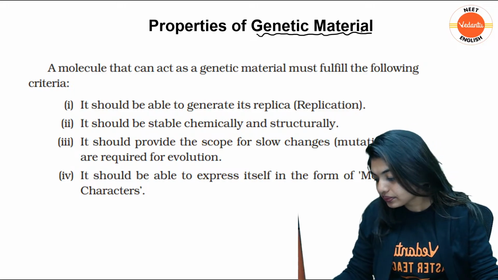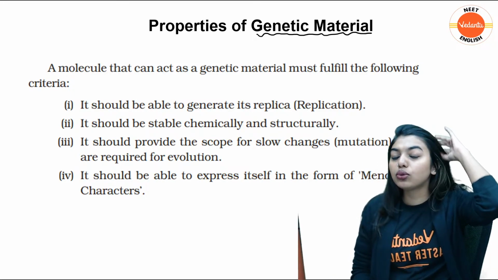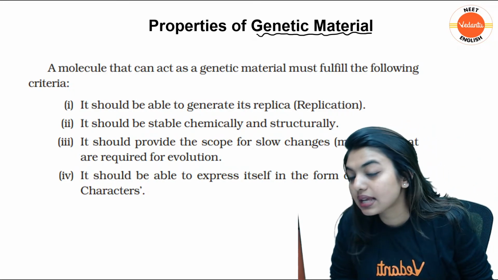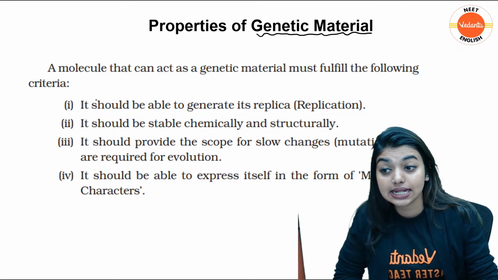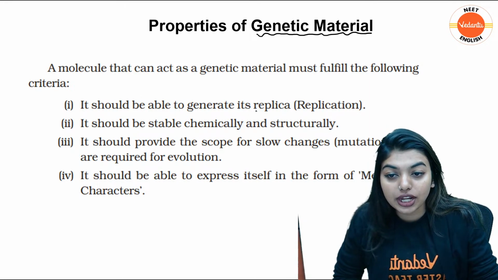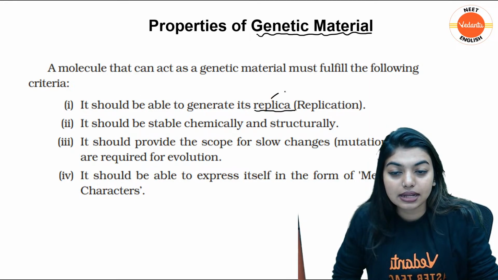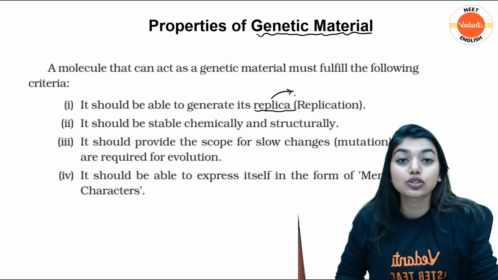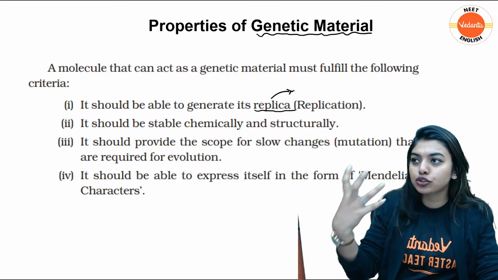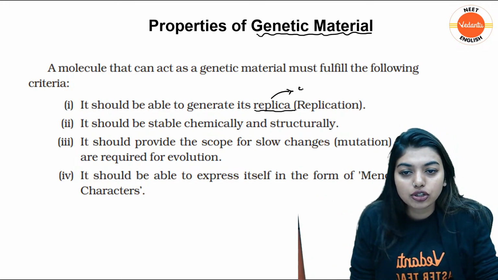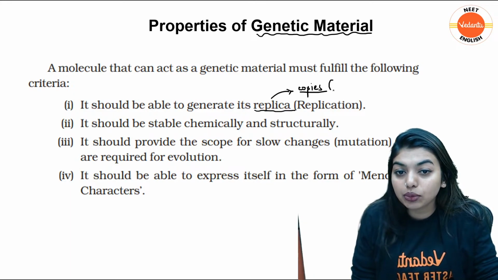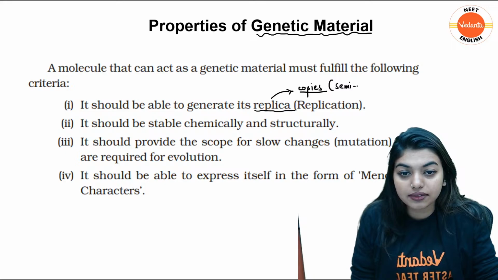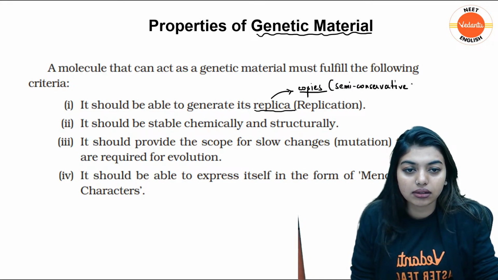Yes or no? To be a genetic material also there is some criteria. What are the criteria? Let's see. It should be able to generate its replica. That means it should be able to form its own replicas, like duplicates or copies, right? How do they do it? DNA will be doing it with the help of the semi-conservative method.